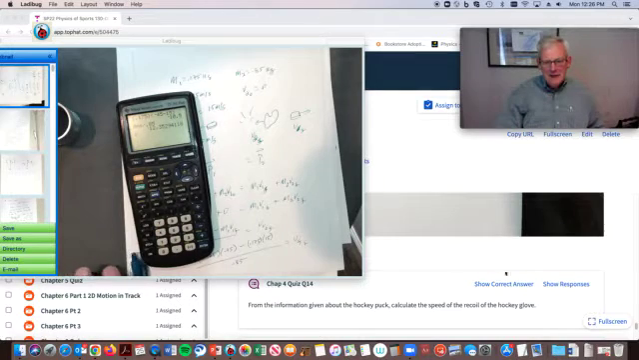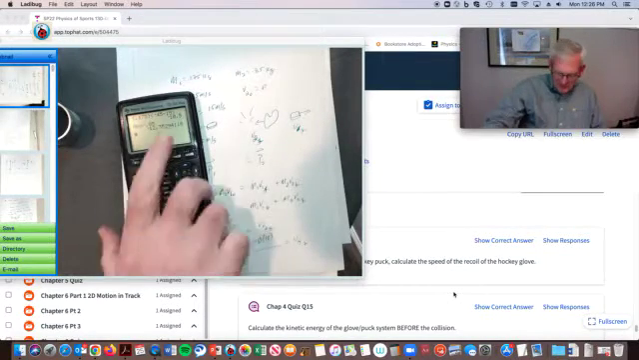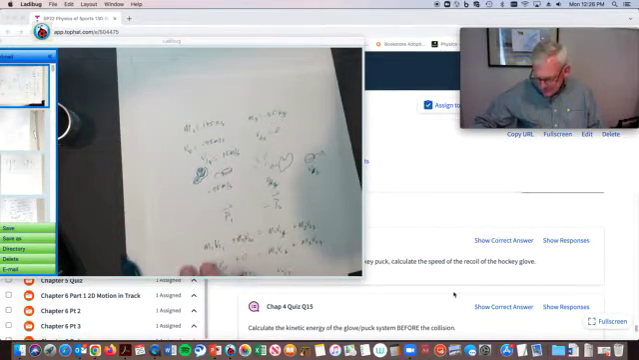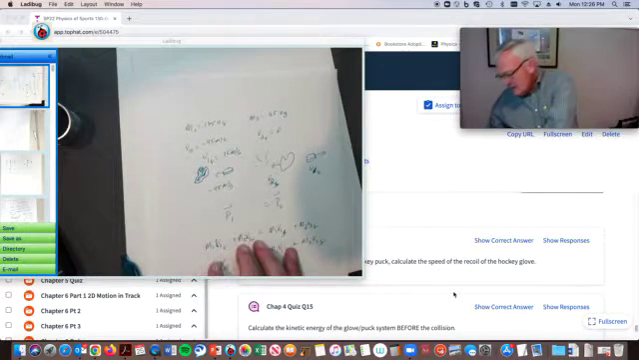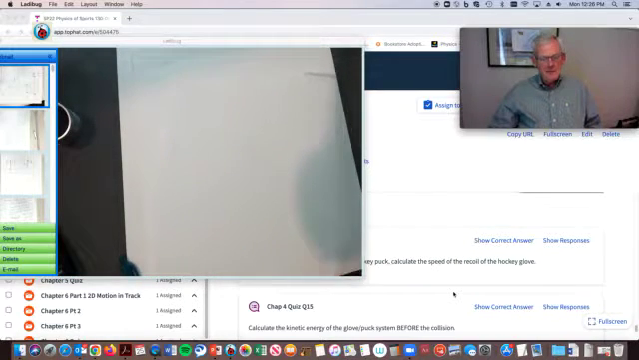Now, what else did we need to do? Oh, this was the kinetic energy. Calculate the kinetic energy of the glove and puck system before the collision, and we'll calculate the kinetic energy after the collision. You can plug in the numbers, because I'm going to cut this short. I should probably make this two movies. As a matter of fact, I'll make this two movies.